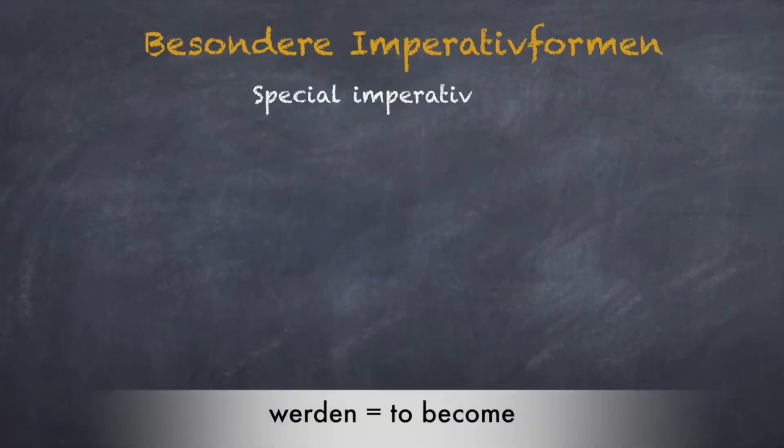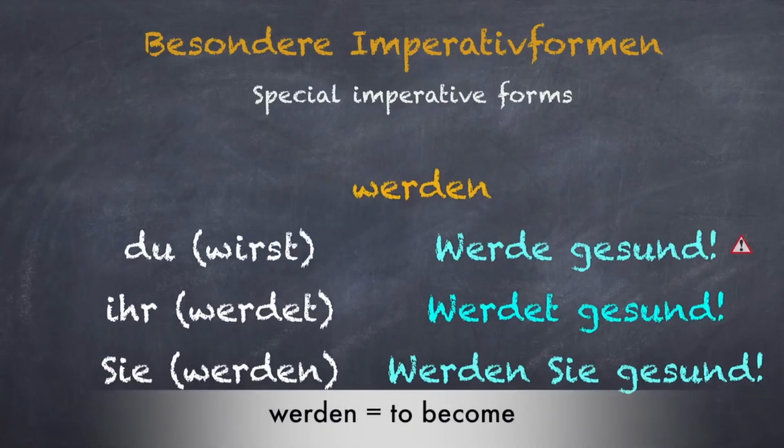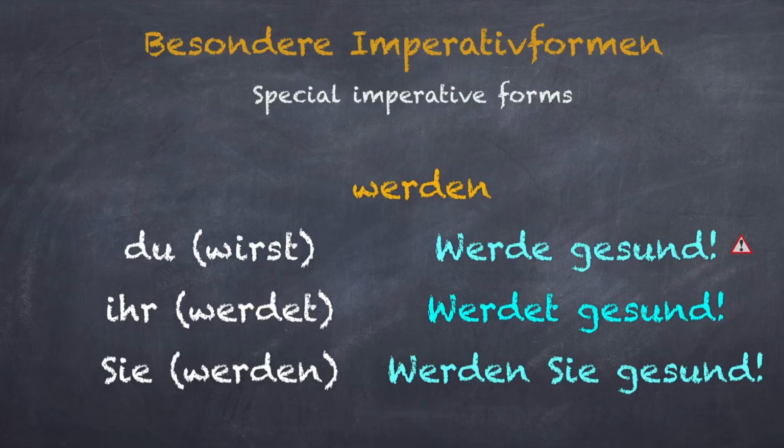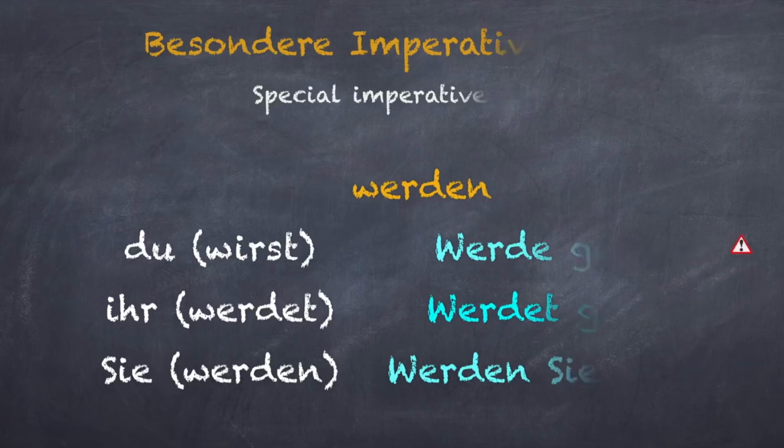The next verb is werden. In du form, you would say werde gesund. For ihr form, werdet gesund. In sie form, werden Sie gesund. For both the verbs that we just did, only the du form is different from that of the normal verbs.